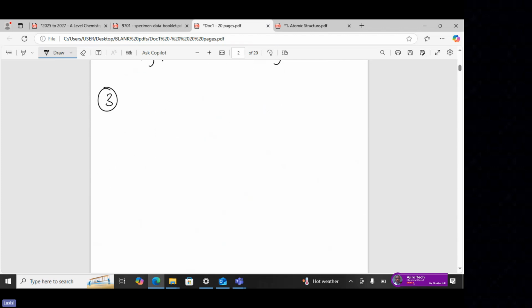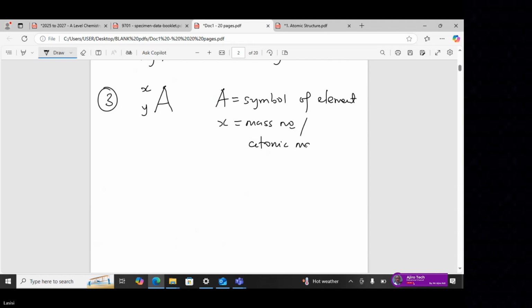When you write an element like this, element A, with X and Y, what does A represent? The symbol of the element, right? What does X represent? The number on top. We call it mass number, or some call it atomic mass, or nucleon number. Any of the 3 can be used, but get used to all 3 of them.